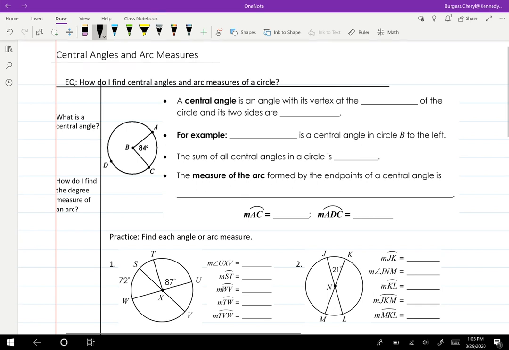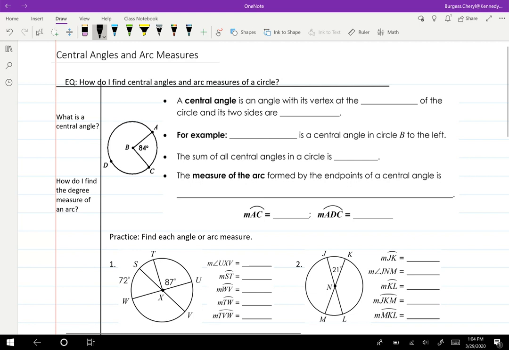Today we are doing the second set of notes for the circles unit. You need to have completed and submitted a picture of your parts of a circle notes before completing this one, mainly because there's vocabulary you need to know before starting this.